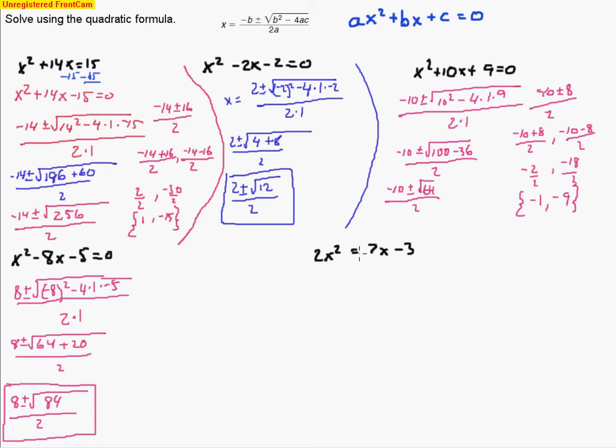Next problem. I'm going to move this 7x and the negative 3 over. So when I do that, the signs end up switching. So notice that I have to subtract that 7x. That's why it becomes a minus 7x. Add the 3. That's why it's a plus 3. And this all equals 0.